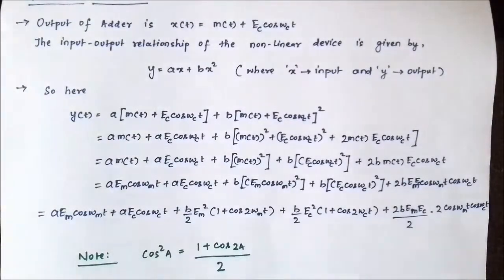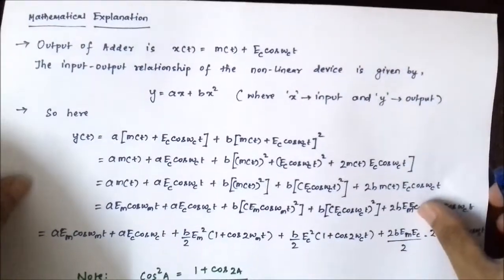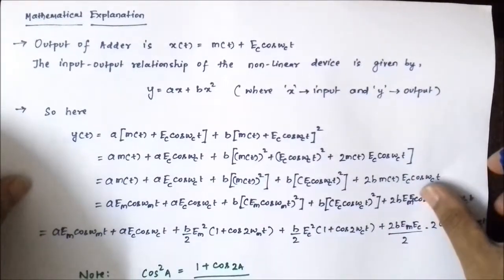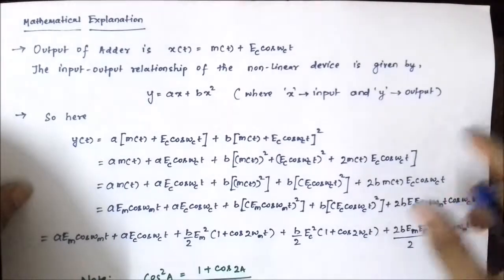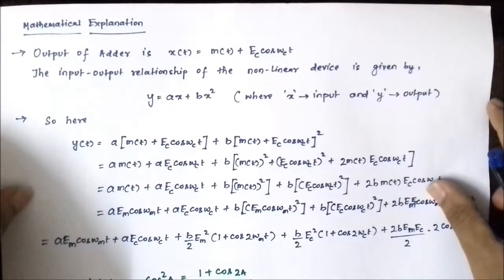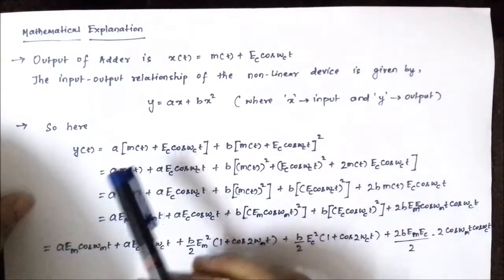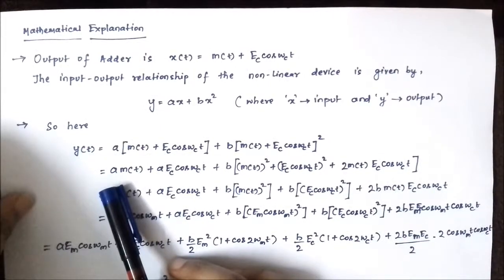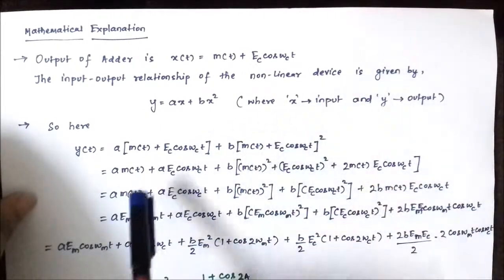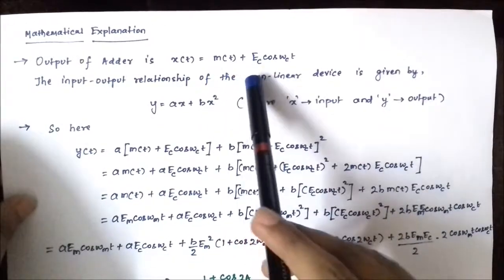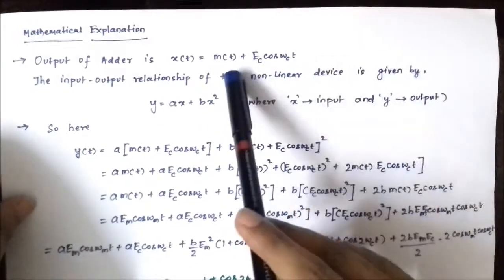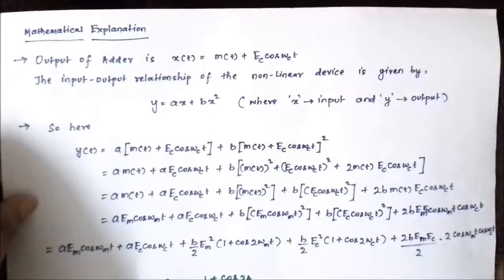So here is the mathematical analysis of the square law modulator. Please refer to the block diagram which you have drawn or the screenshot of it. Now the output of the adder, to which the message signal m(t) and the carrier signal c(t) are fed, is given by m(t) + Ec cos ωct. m(t) is the message signal, and this is the carrier signal.